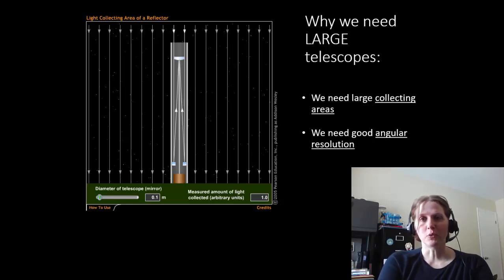Alright, we're going to start off with why we need telescopes and then talk about the types of telescopes and where we put them. So, we need telescopes for two reasons. We want large collecting areas. So that's what this little animation is. All of these lines, imagine that as starlight coming down from space. And if you have a small opening, you're not going to catch very much light.